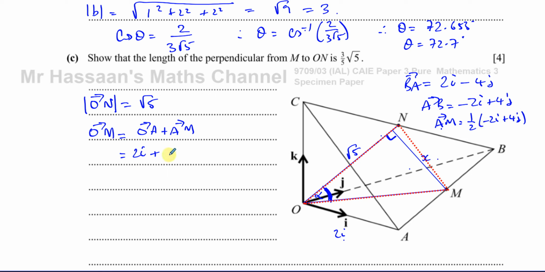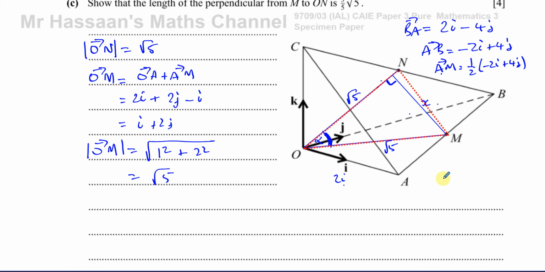So 2i plus 2j minus i, you're going to have i plus 2j. O to M is i plus 2j. So we found O to M. Therefore the magnitude of O to M is going to be the square root of 1 squared plus 2 squared, which is the square root of 5. So in fact, this is an isosceles triangle. This is root 5 as well.